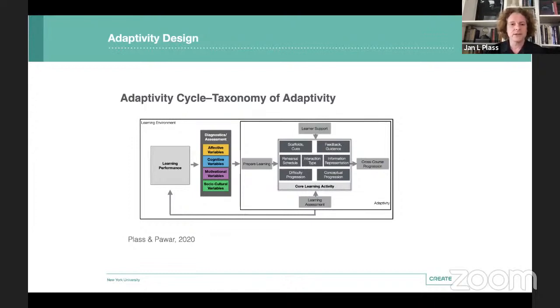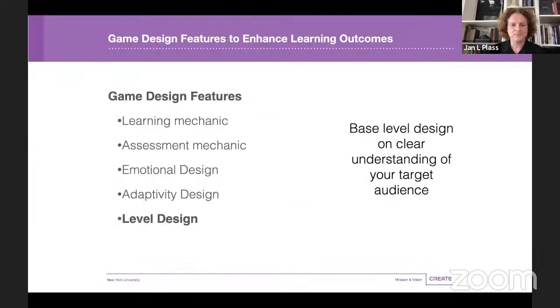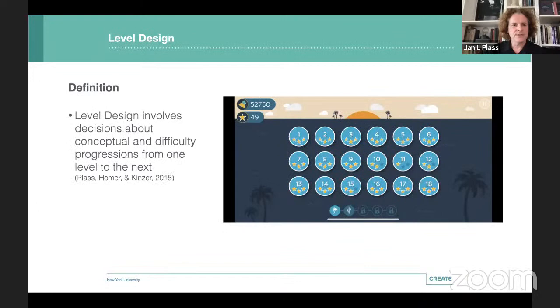And I'll talk about that in just a moment when we talk about level design. So the final item on our game design feature list is level design. And the level design, we believe, needs to be based on a clear understanding of your target audience. An example for that is, first of all, what is level design? Clearly, it involves decisions about conceptual and difficulty progressions from one level to the next.